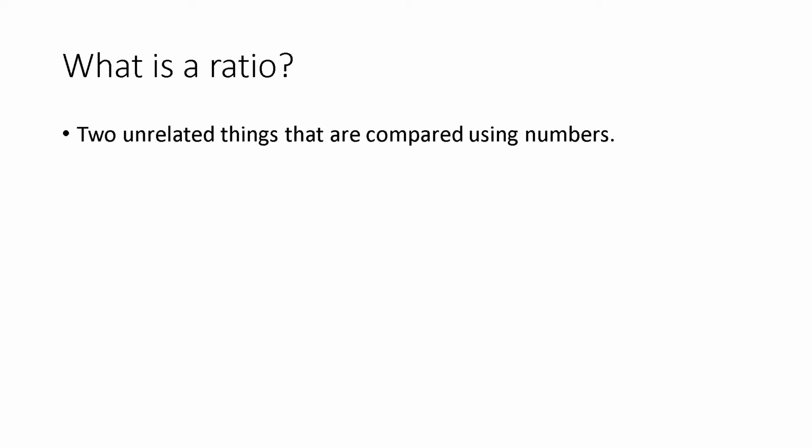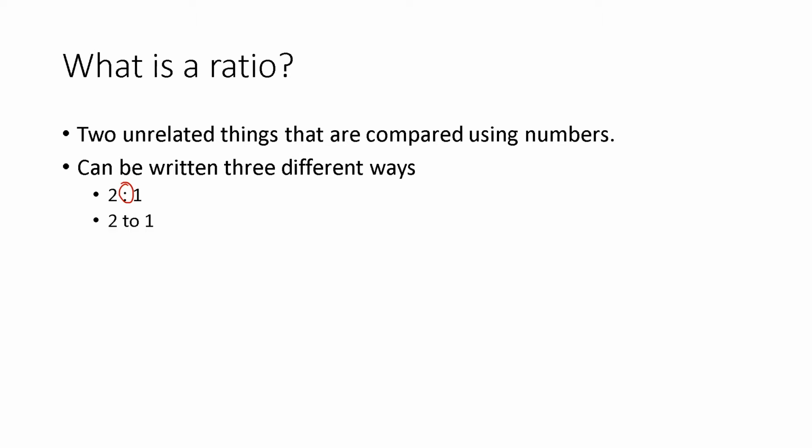Well, a ratio is a means of comparing two unrelated things using numbers. And we'll look at a couple examples of that in a little bit because I know that sounds very abstract. We can write ratios different ways, three different ways actually. You can see them written like this, 2 to 1 with a little colon in between our two numbers. We could write it 2 to 1 and spell out the 2, or you could write 2 to 1 with the 2 over the 1. Either of these ways is acceptable.